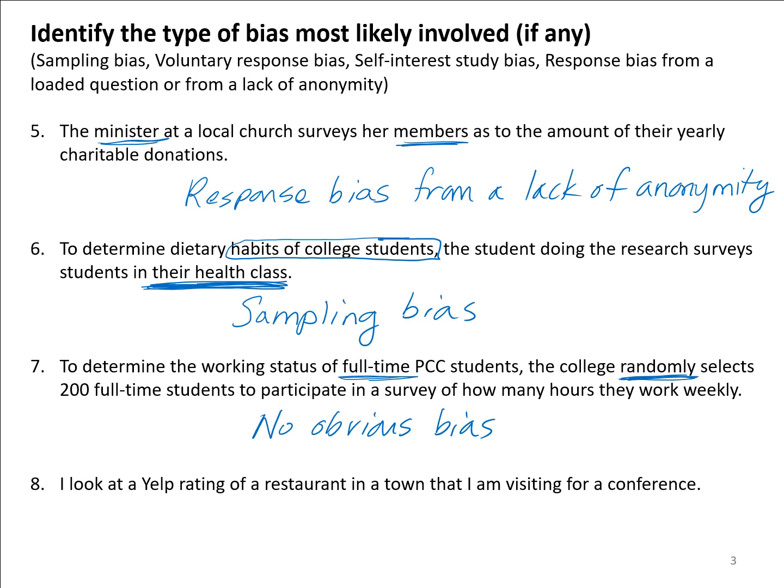Number 8, I look at a Yelp rating of a restaurant in a town that I'm visiting for a conference. Okay, a Yelp rating is a rating that is an online survey. So you would tend to have volunteers doing this rating, so you would tend to have voluntary response bias.